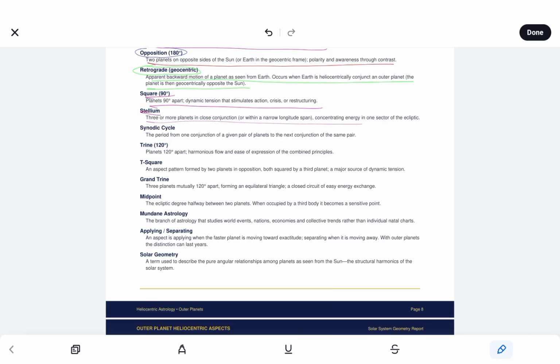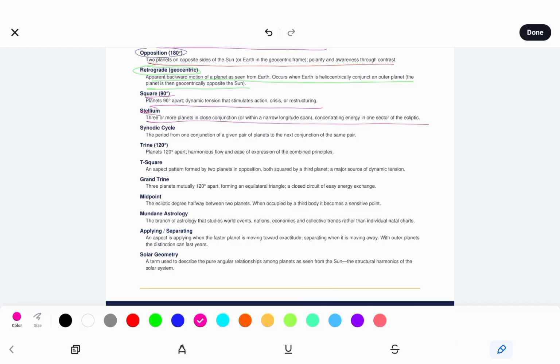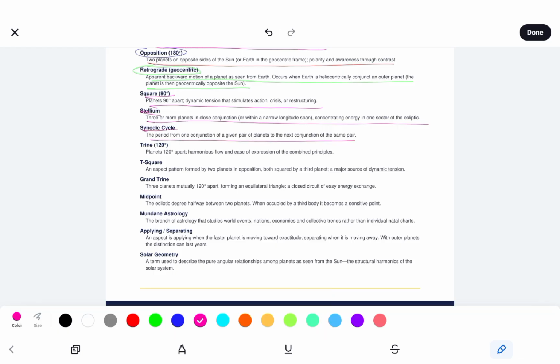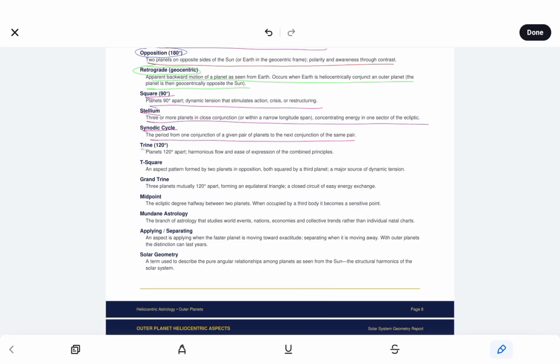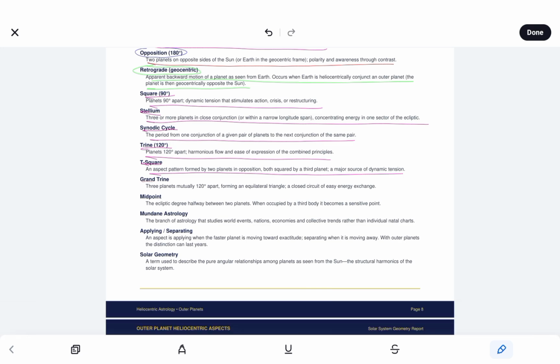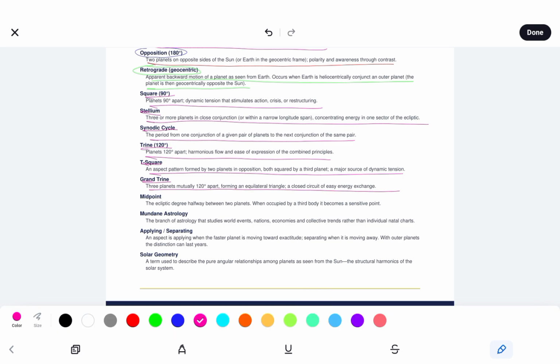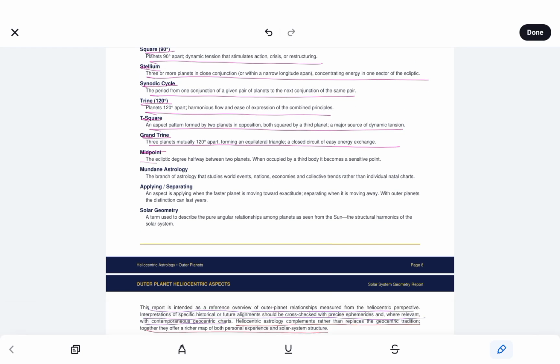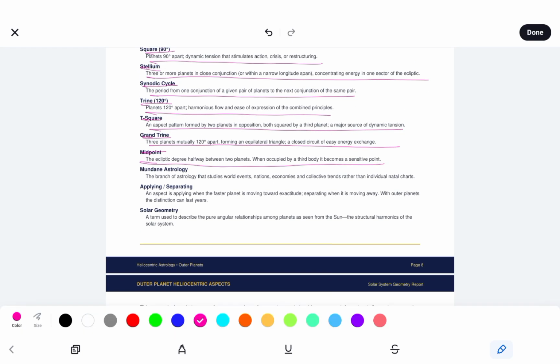Stellium, 3 or more planets in close conjunction, in a narrow longitude span, concentrating energy in one sector of the ecliptic. Synodic cycle, the period from one conjunction of a given pair of planets to the next conjunction of the same pair. Trine, 120 degrees, planets 120 degrees apart. T-square is an aspect pattern formed by two planets in opposition, both squared by a third planet. Grand trine is 3 planets mutually 120 degrees apart, forming an equilateral triangle. Midpoint, the ecliptic degree halfway between two planets.